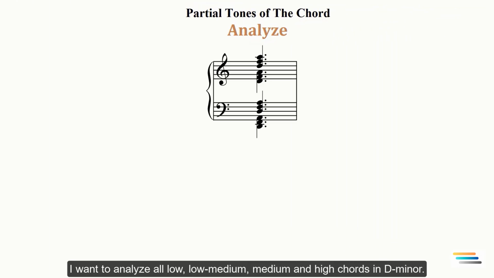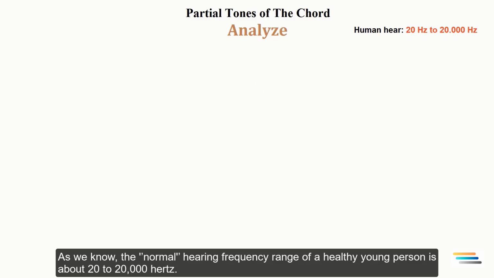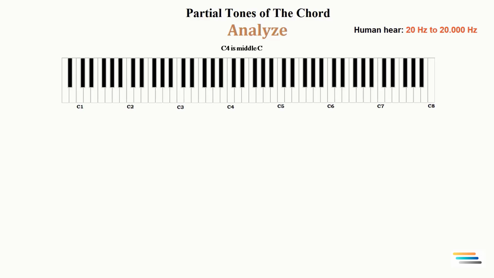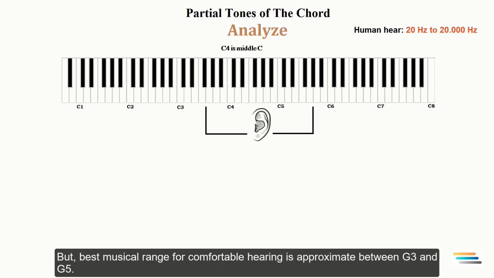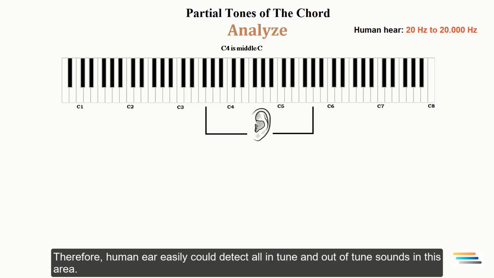I want to analyze the low, low-medium, medium, and high chords in D minor. As we know, the normal hearing frequency range of a healthy young person is about 20 to 20,000 Hz. But the best musical range for comfortable hearing is approximately between G3 and G5. In this range, the hearing experience is much greater and you hear overtones more strongly. Therefore, the human ear can easily detect all in tune and out of tune sounds in this area.